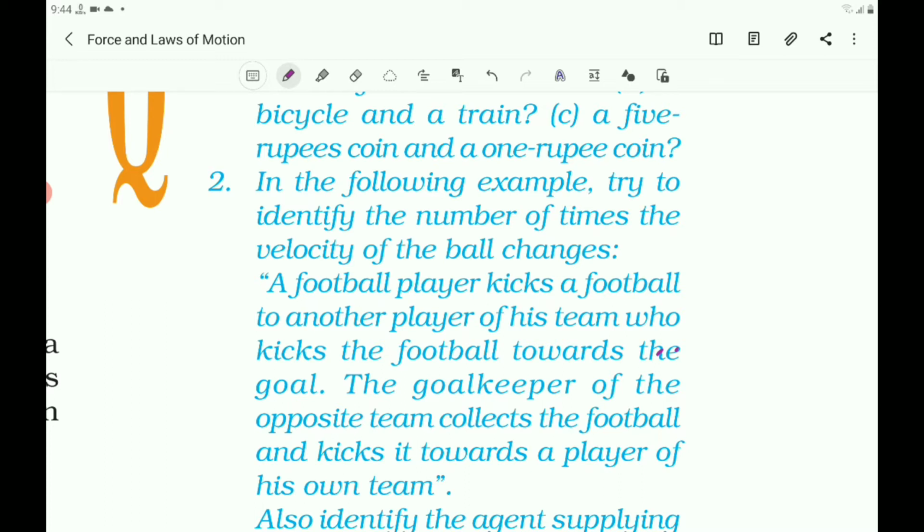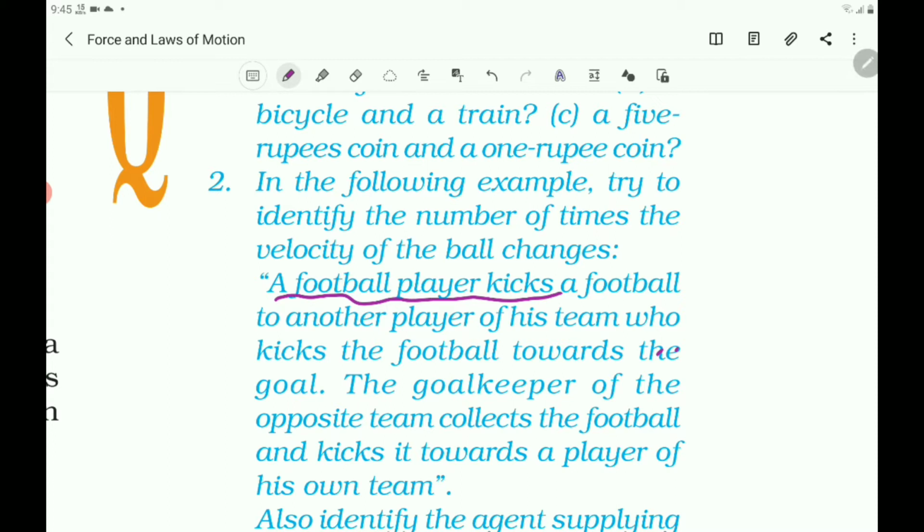First, when the first player kicks the ball towards another player of his team, the velocity of the ball will change because the first player applies some force on the ball. Let us consider he is the first player. He kicks the football to another player of his team. In this case, the velocity of the ball changes as he applies force on the ball.